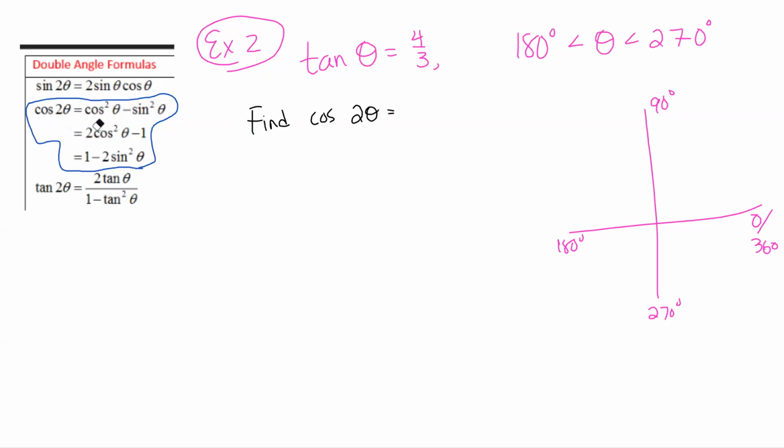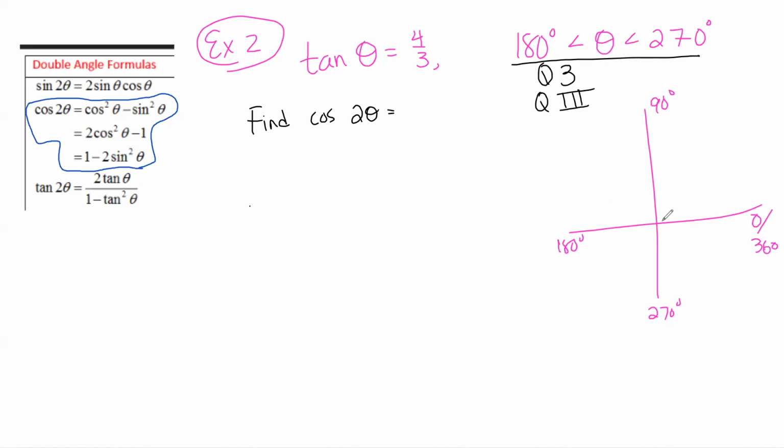Okay, so we have three options, but none of them say tan. So we're going to have to actually draw out this triangle and find some other information. So that's where the quadrant 3, or we're really supposed to write in Roman numerals, there we go. That's where that knowledge comes in.